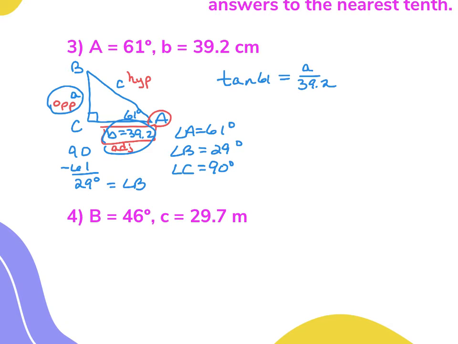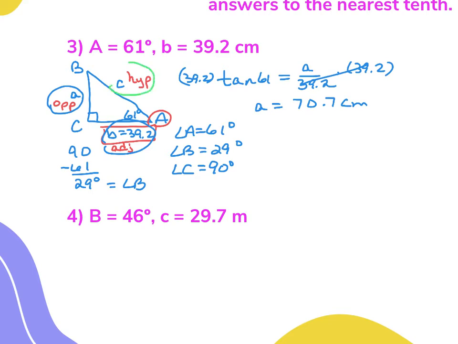So this one's a little bit easier. I just multiply both sides by 39.2. That will get this out of the denominator. My variable is now isolated, and 39.2 times tangent of 61 gives me A is equal to 70.79 centimeters. Next, I need to find C.